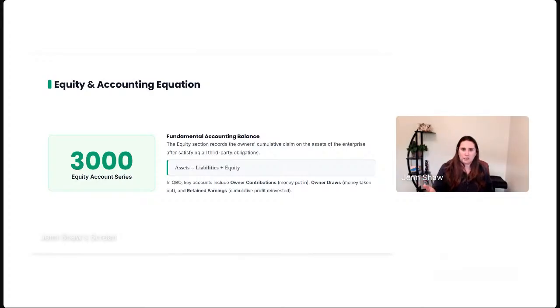And then another thing to highlight, glad it's on here, is our fundamental accounting balance. So this is all of our assets equal our liabilities plus equity, and that's just on our balance sheet.